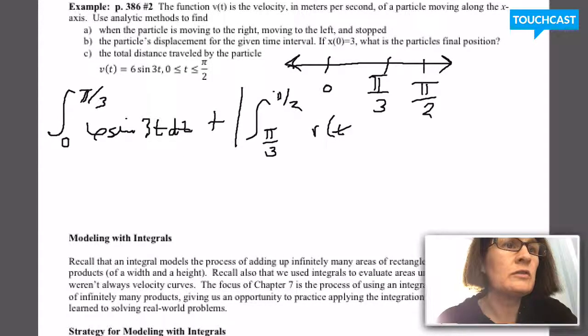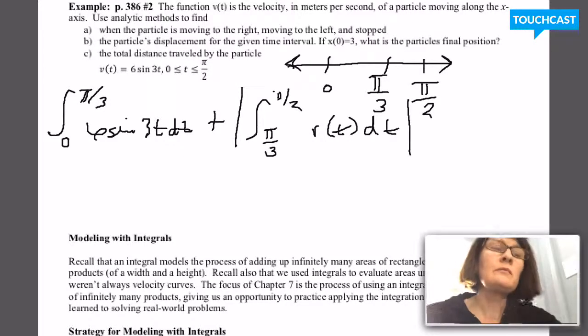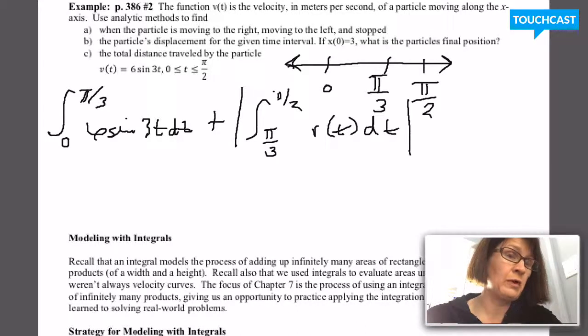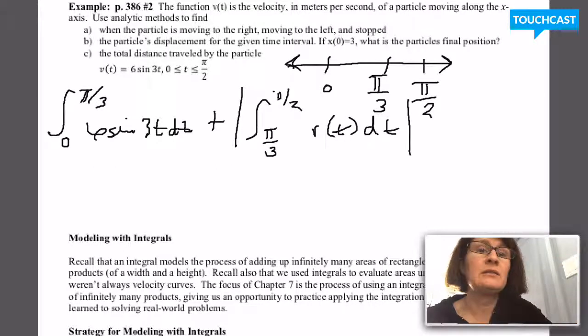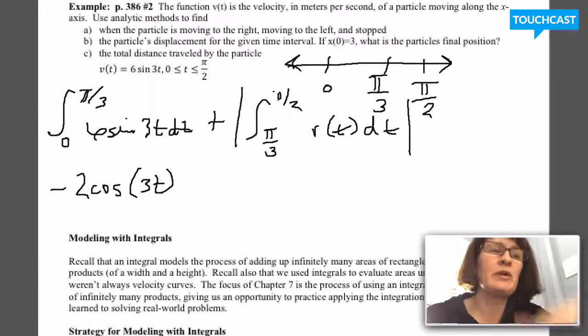of v of t, so same function. I just didn't write it out that time. In absolute value bars. So here's what I'm going to do. I already know from my work on that last problem, part B, what the antiderivative of 6 sine of 3t is. That is negative 2 cosine of 3t. So I'm just not redoing that part with the u substitution. Here, since I'm not making the substitution, I've got t in my final antiderivative. I'm going to keep using t values.